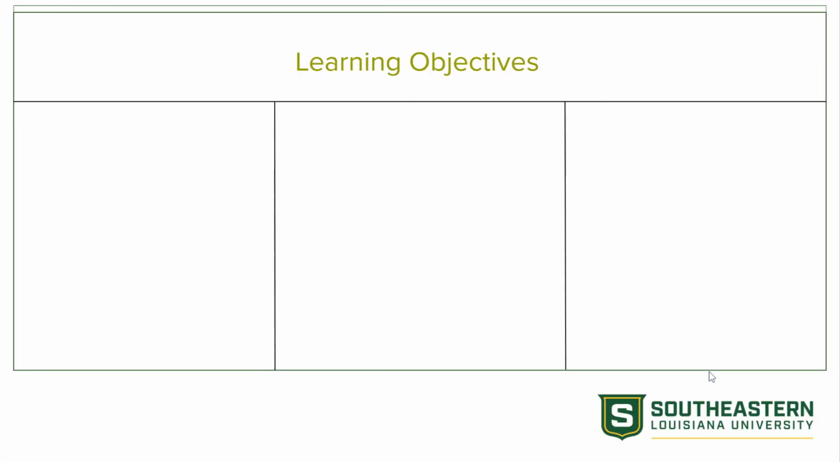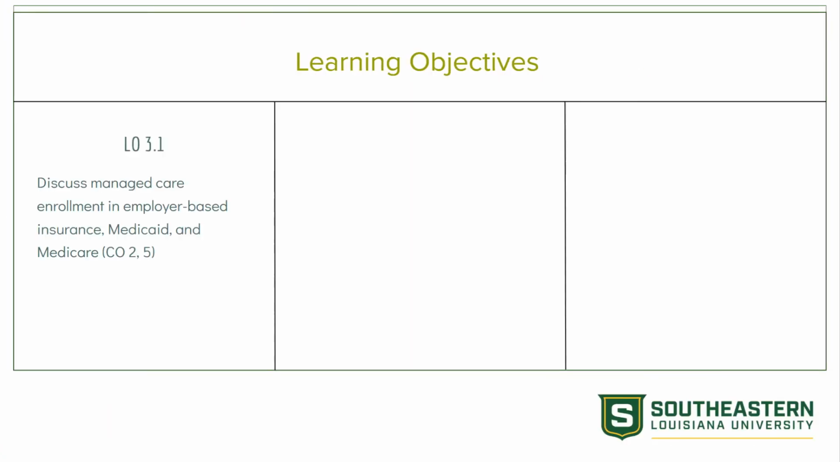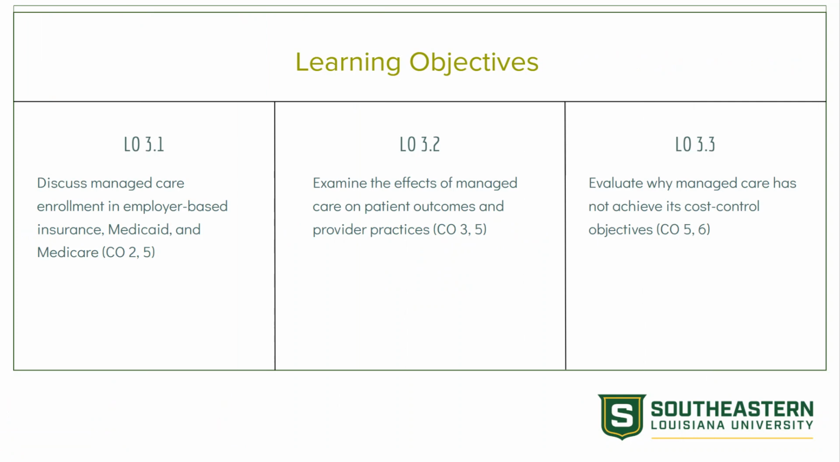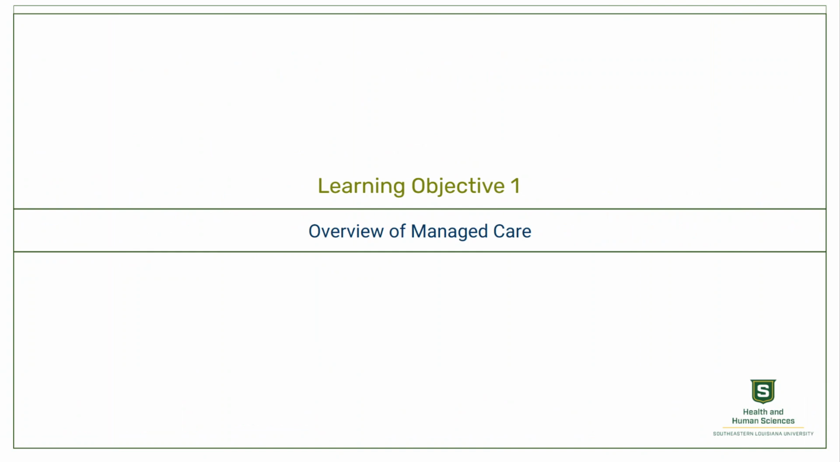There are three learning objectives for today's topic. The first is we're going to discuss managed care enrollment within employment-based insurance, also Medicaid and Medicare. We're also going to examine some of the effects of managed care, specifically on patient outcome and provider service practices. And then finally, we're going to look at managed care in terms of its cost control objectives, in terms of why hasn't it been able to achieve those. So let's start with the first learning objective.